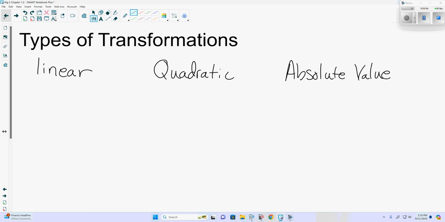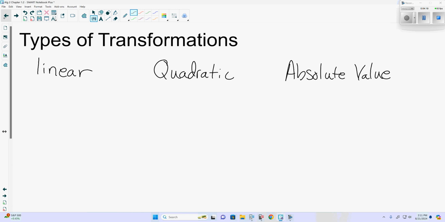So we're mainly going to focus on these three. Now, there are other types of parent functions because we have cubics, x cubed. We have radicals, so the square root of x, and rational, 1 over x. There are many, many other types of parent functions. We're mainly focused on these three. Okay? Now, what we're going to write underneath each of these is the general form of the function.